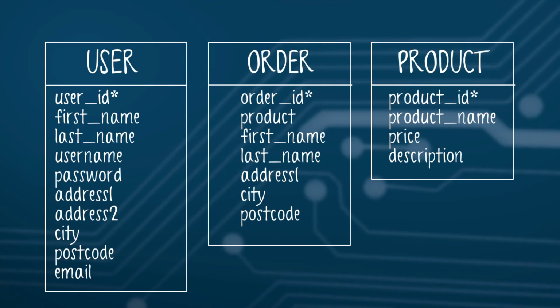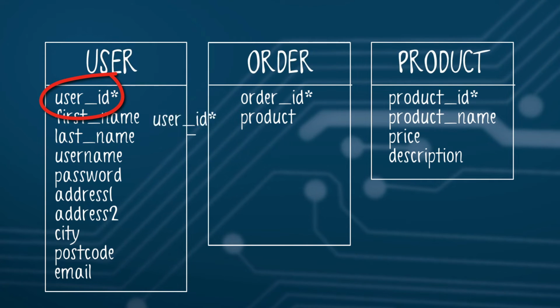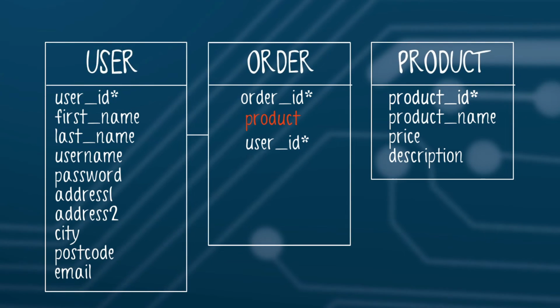We know that the user entity has a primary key called User ID, which allows us to uniquely identify each customer. We can replace all of the attributes for the customer's details in the order entity with just the primary key field, like this. We still know who ordered this product, and we can find out all of the other details just by looking up this user ID in the user table. We can do exactly the same thing with the product details. They can all be replaced with the primary key Product ID.